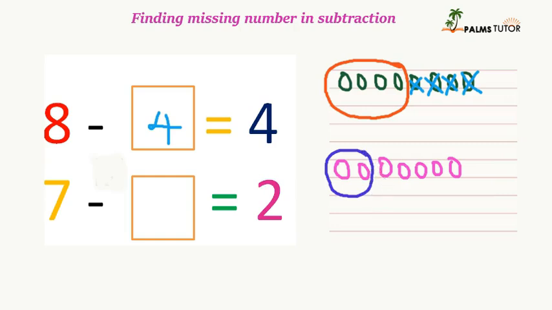How many do we have to take away to have 2 left? 1, 2, 3, 4, 5. We'll take away 5 balls, circles, from 7 to have 2 left. So 7 minus 5 equals 2.